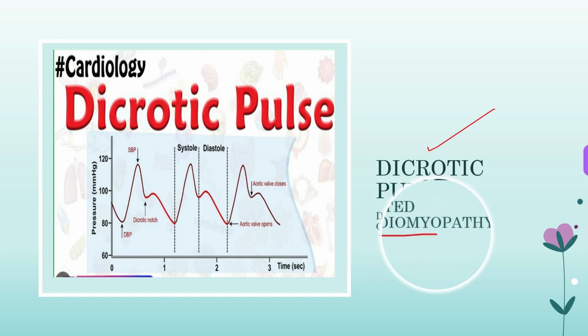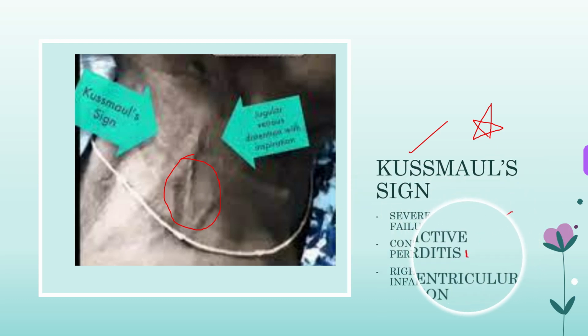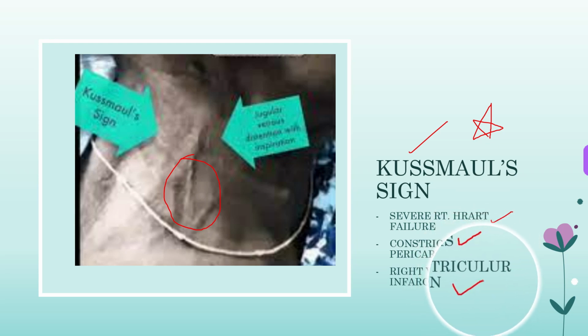Now we have a very important sign, that is Kussmaul's sign. This is a very important sign. You should remember this sign. Kussmaul's sign is seen firstly in severe right-sided heart failure, secondly in constrictive pericarditis, thirdly in right ventricular infarction. Again I am repeating this. Kussmaul's sign is seen in severe right-sided heart failure, constrictive pericarditis and right ventricular infarction.